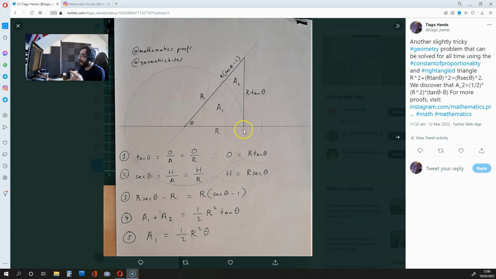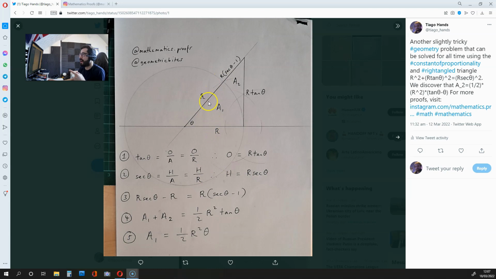Now over here we have a radius of a circle, and over here we have the angle theta. Tan theta is opposite over adjacent, which is opposite over r. This means that the opposite side is going to be r tan theta. Now sec theta is hypotenuse over adjacent, and because the adjacent is r, this is hypotenuse over r. Therefore, the hypotenuse is r sec theta.